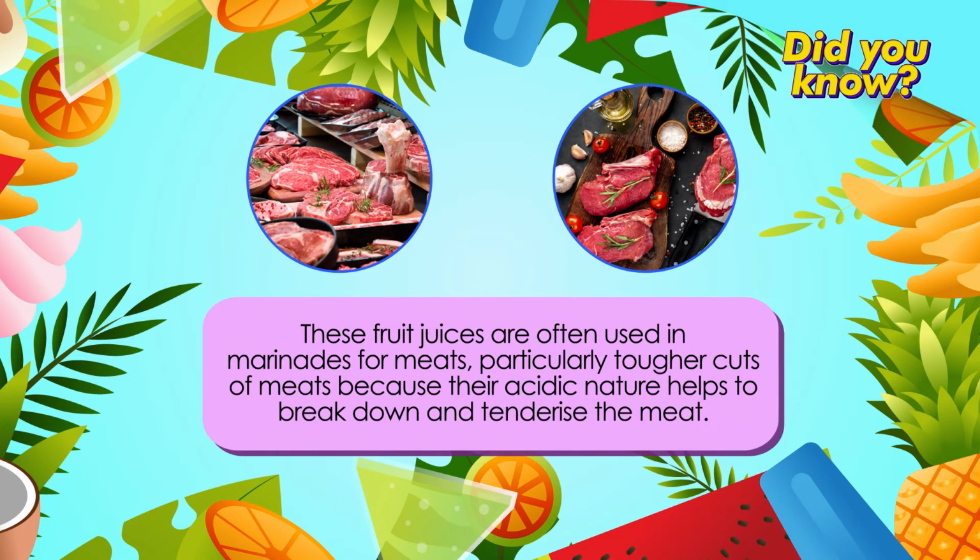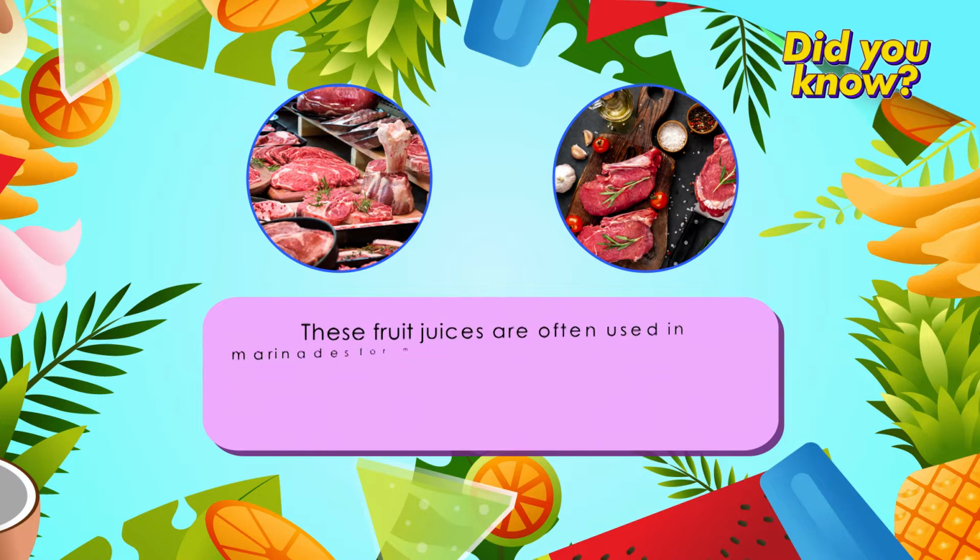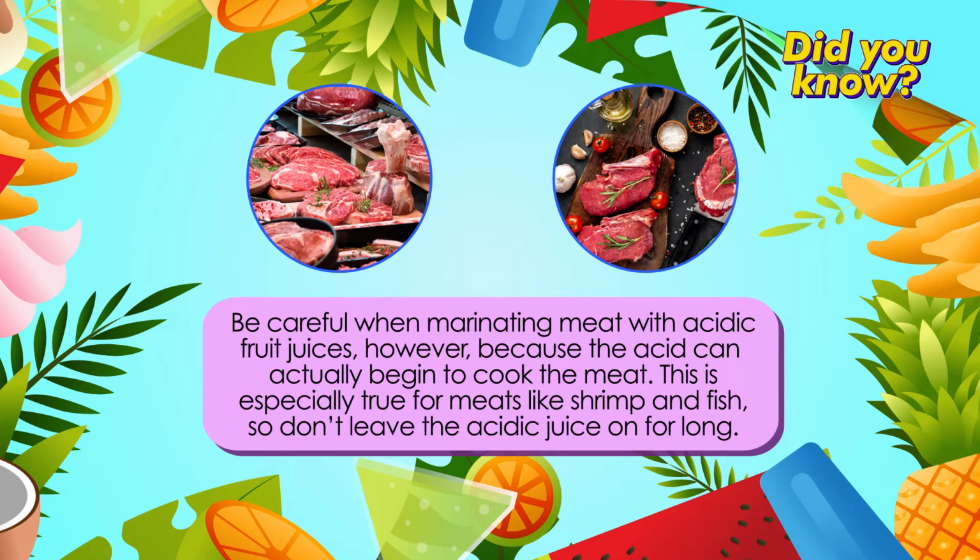These fruit juices are often used in marinades for meats, particularly tougher cuts of meats, because their acidic nature helps to break down and tenderize the meat. Be careful when marinating meat with acidic fruit juices, however, because the acid can actually begin to cook the meat. This is especially true for meats like shrimp and fish. So, don't leave the acidic juice on for long.